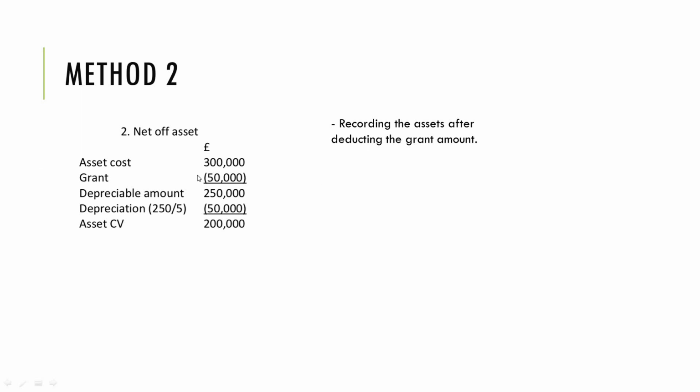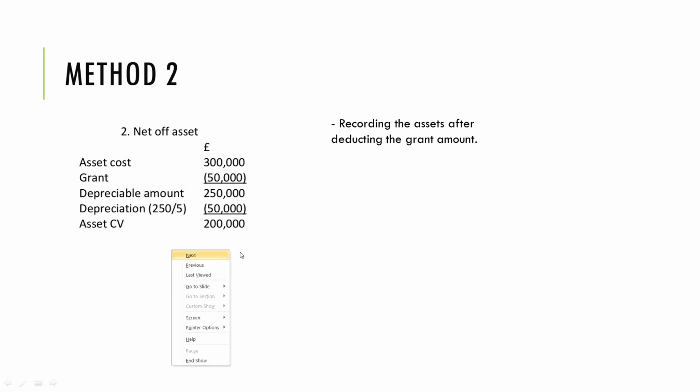Okay, so in this method number 2, it is more simple, whereby you just deduct the amount of grant that you receive from the asset cost. So the asset cost is 300,000, you minus the grant of 50,000, and this gives you a depreciable amount of 250,000 divided by the depreciation. So this would be your asset carrying value at the end of the first year. Okay, so meaning that in this method number 2, you have to record the asset after deducting the grant. Okay, so this is method number 2.